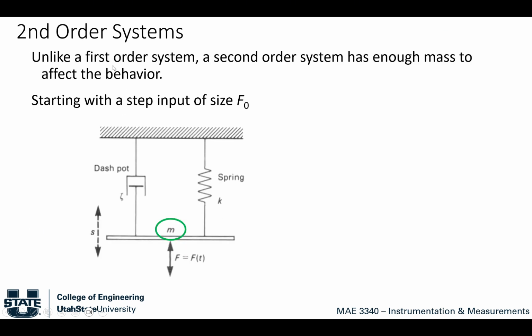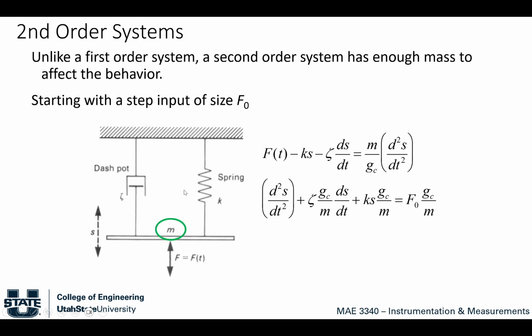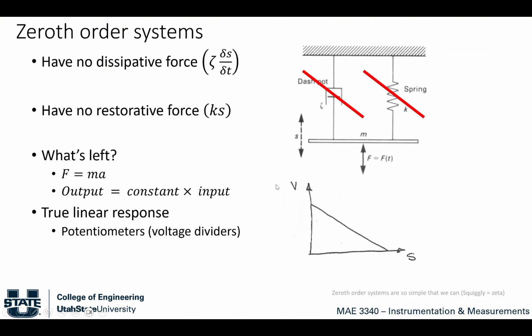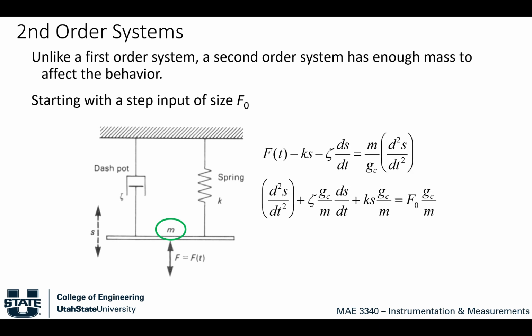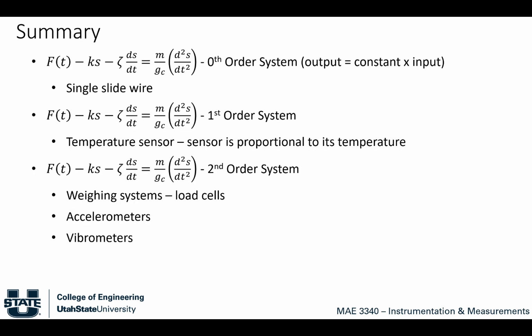Okay, a second order system, unlike the zero order and first order, has enough mass to affect the behavior. So now we can't ignore the mass. We have F equals MA, and we can't cancel out the M in that equation. If we give it a step input with the size of F naught, so we just hit it, then we're going to have an equation that looks like this. And so now we've laid out the three different scenarios, the zeroth order, first order, and second order systems, and what those governing equations look like.